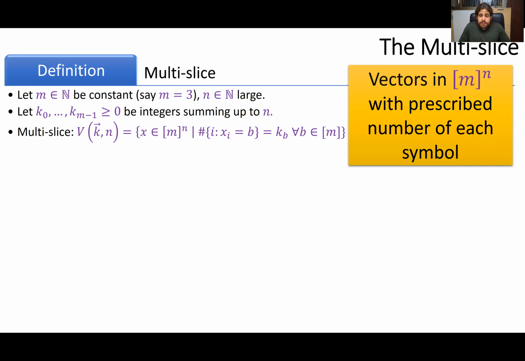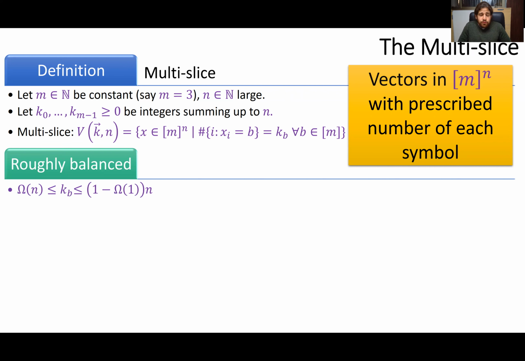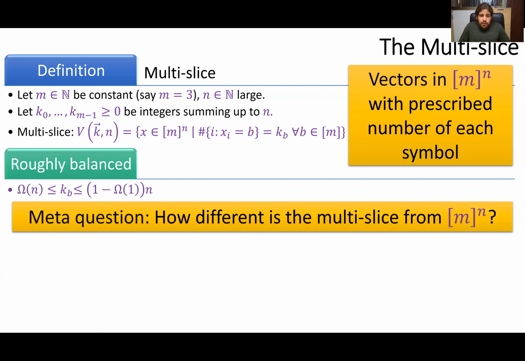Or again, in other words, this is the set of vectors in [m]^n that have a prescribed number of symbols for each one. And for us, we'll mainly discuss roughly balanced multislices. By that, I mean that each of the k_b's is not too close to 0 or too close to n, so it's something in the middle. The meta question here is, you look at this multislice, and indeed there are some correlations between the coordinates because you have these cardinality conditions. And the question is, how different is this domain from [m]^n itself? Or when is it different and when is it the same?